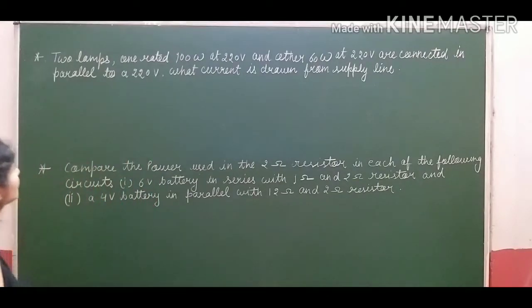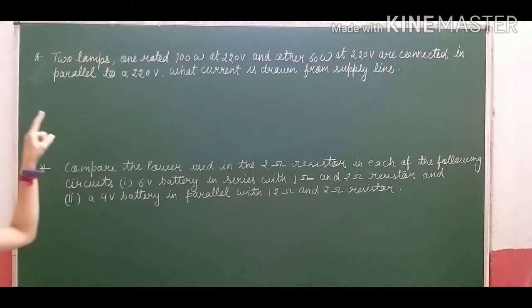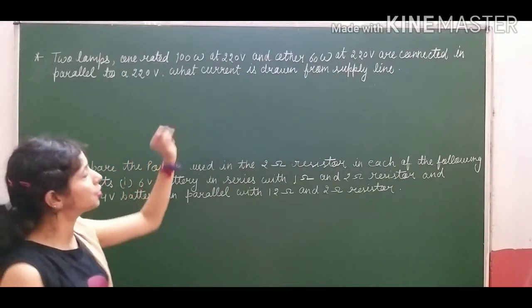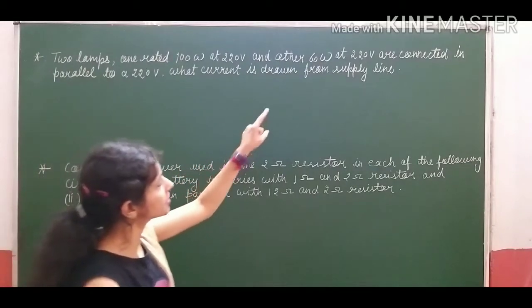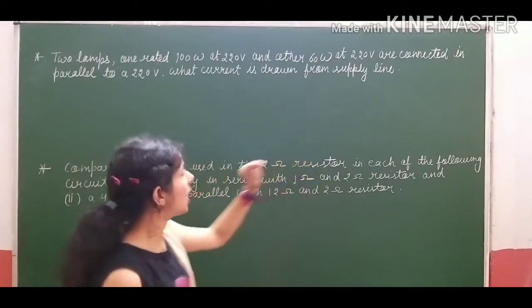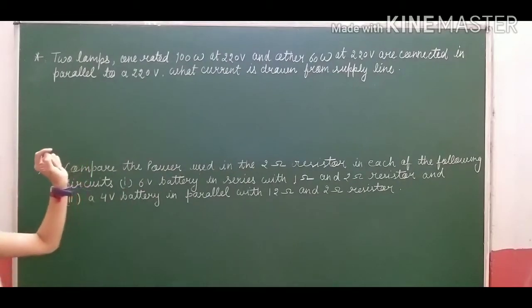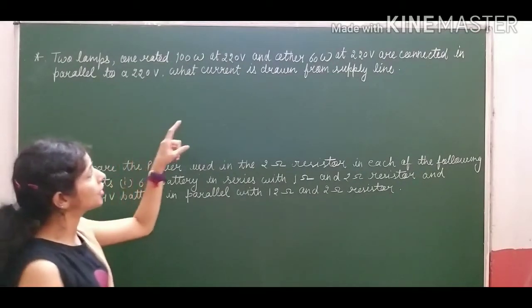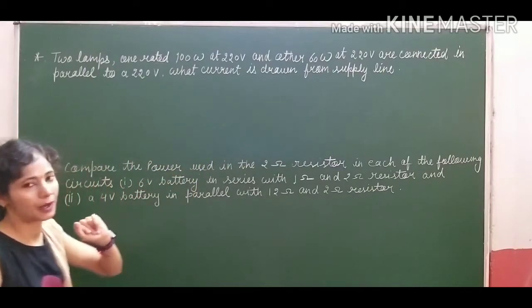Okay, so you see here the first question: you are having two lamps, one rated 100 watt at 220 volt and the other rated 60 watt at 220 volt, connected in parallel combination. They are connected in parallel to a 220 volt supply. What current is drawn from the supply line?